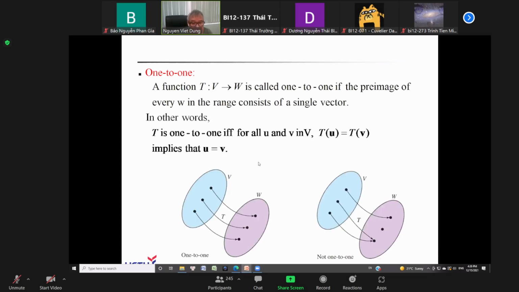And here is the illustration for you to imagine. The map on the left-hand side is one-to-one because the pre-image of each vector here consists of only one single vector in the domain. But the map on the right-hand side is not one-to-one. Why is that? Because you can find that vector. It has a pre-image consisting of two different vectors inside the domain. So that one is not one-to-one. That one is one-to-one. And by definition, you can see it here.